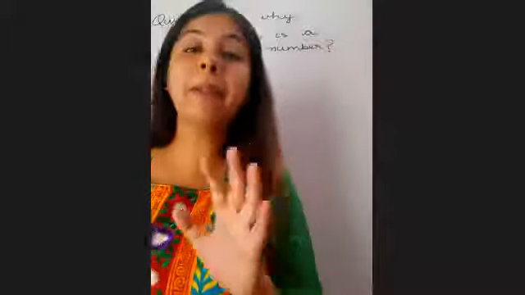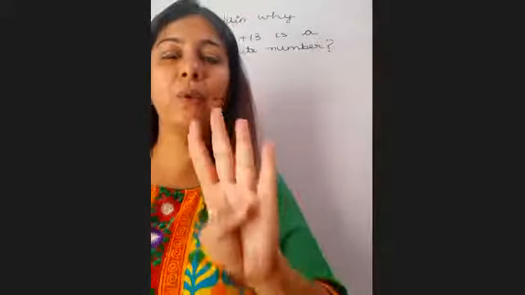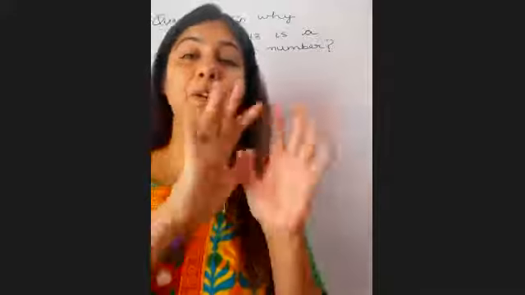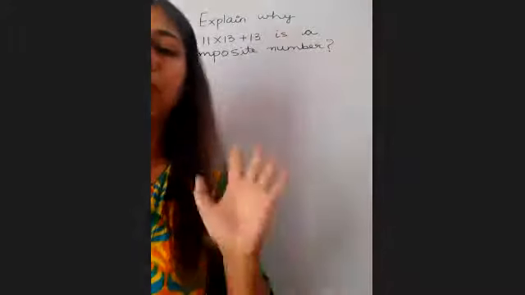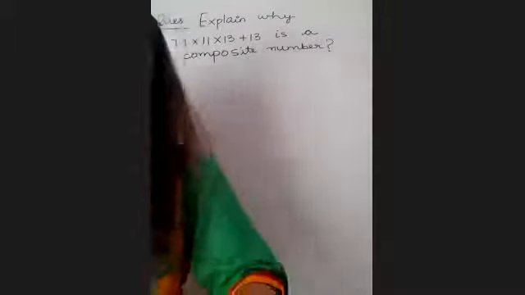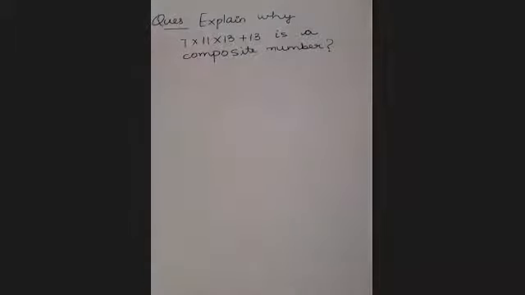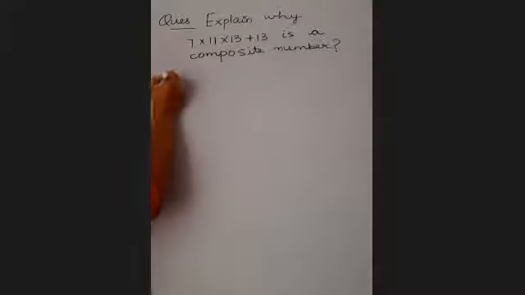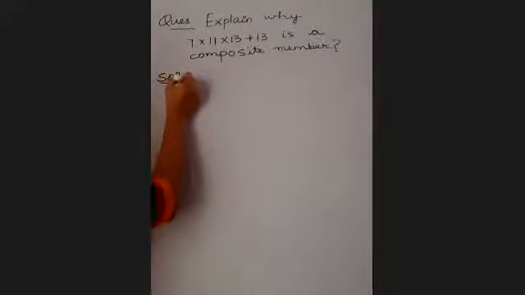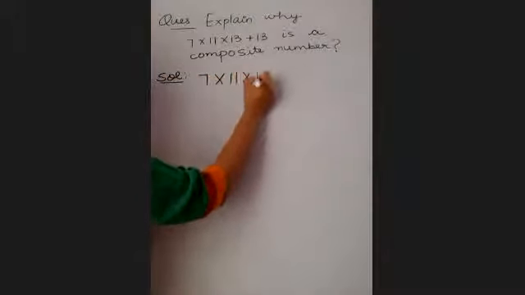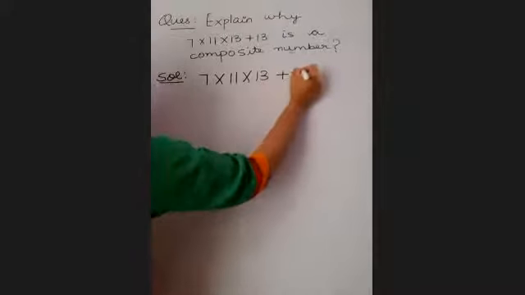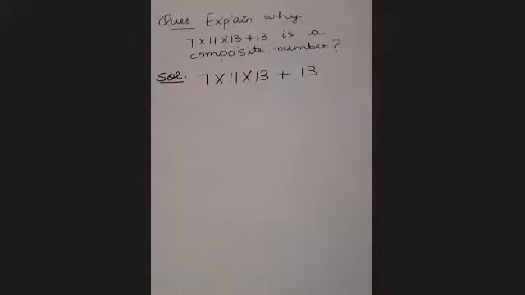Now it hardly matters whether it has got 3 factors, 4 factors, 5 factors, 10 factors or whatever. We just need to show that it has got more than 2 factors, है ना बेटा? That is our target. So here we are given 7 into 11 into 13 and plus 13. That is what we are given.